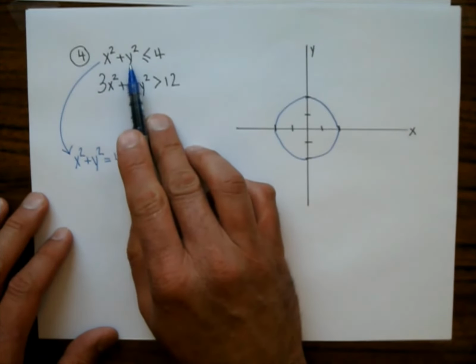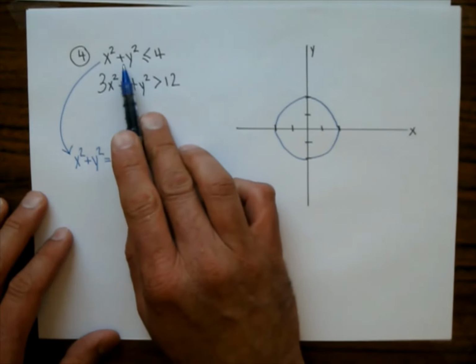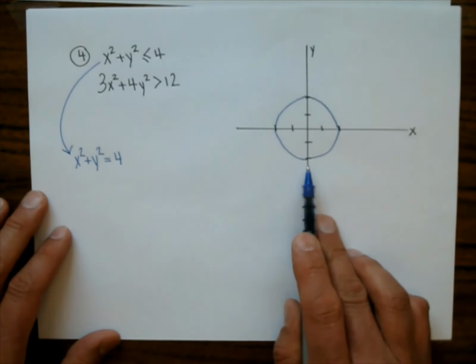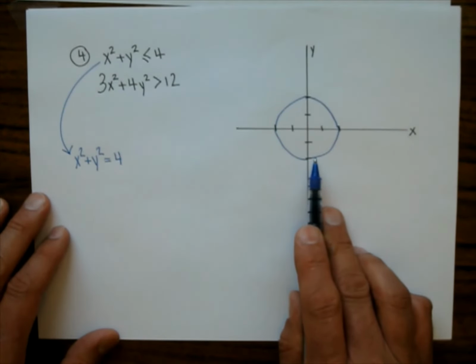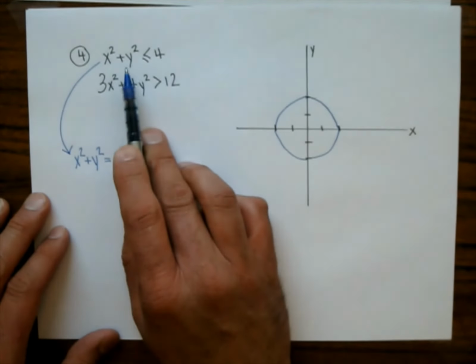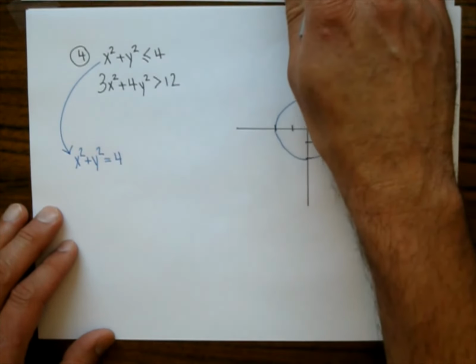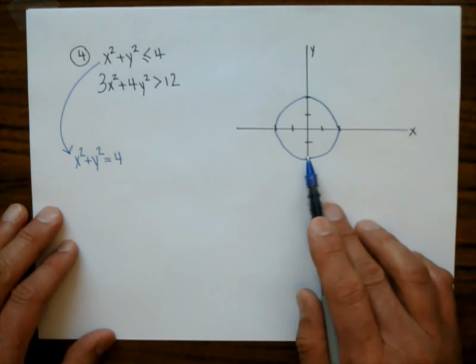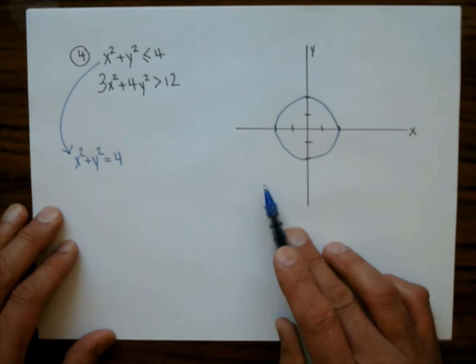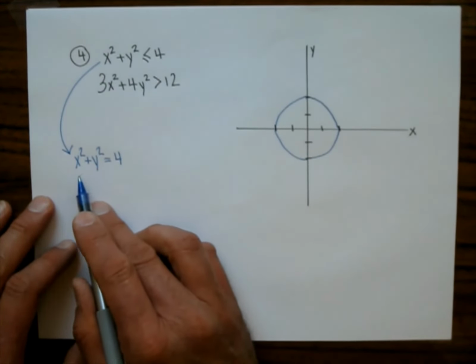This solution, there's 2 more things we have to do after we draw the graph. We have to figure out the shading. There's going to be some shading, and sometimes the shading will be on the inside and sometimes it will be on the outside. So we have to shade this.